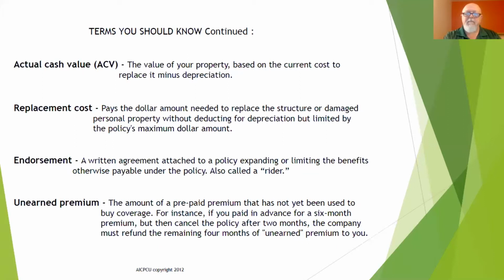Oftentimes on personal property, and sometimes on the buildings as well, on construction, the insurance company will pay actual cash value and then will request receipts in order to pay out the difference, the holdback. And that holdback would be the difference between the replacement value and the actual cash value.